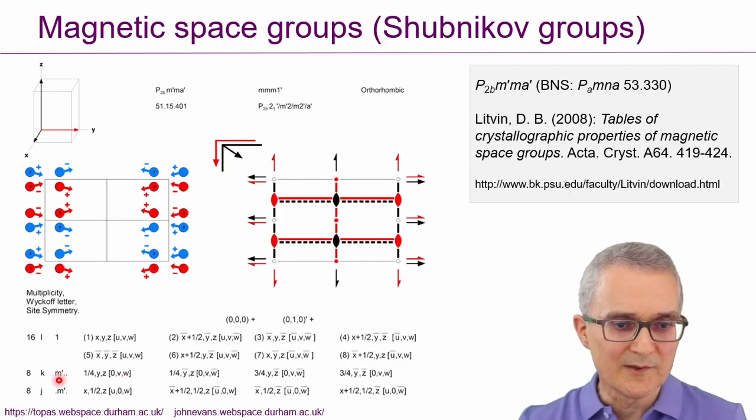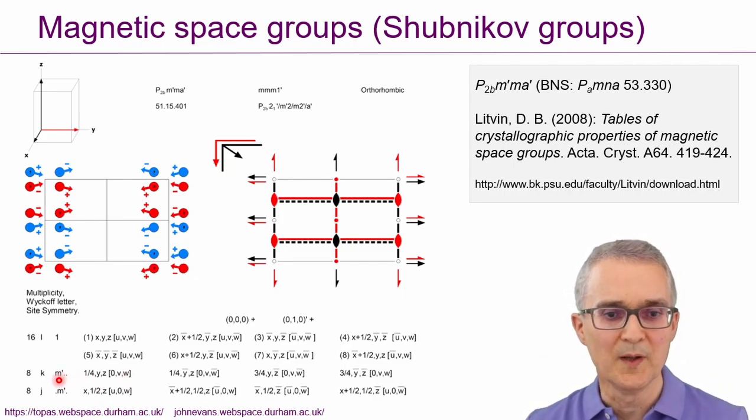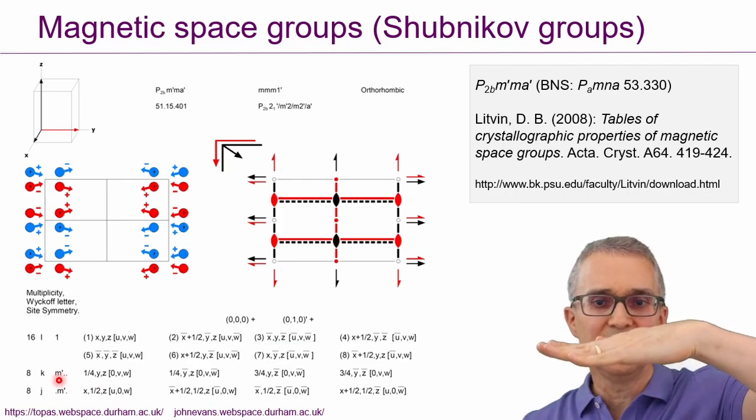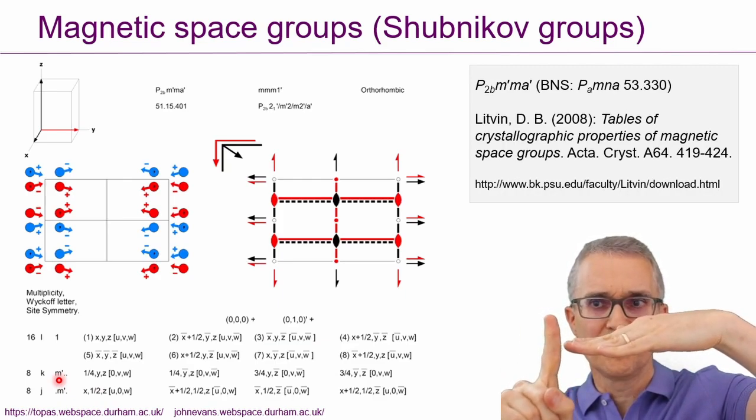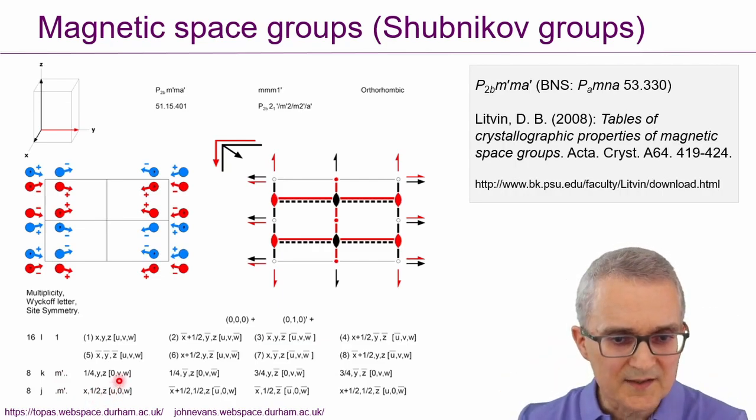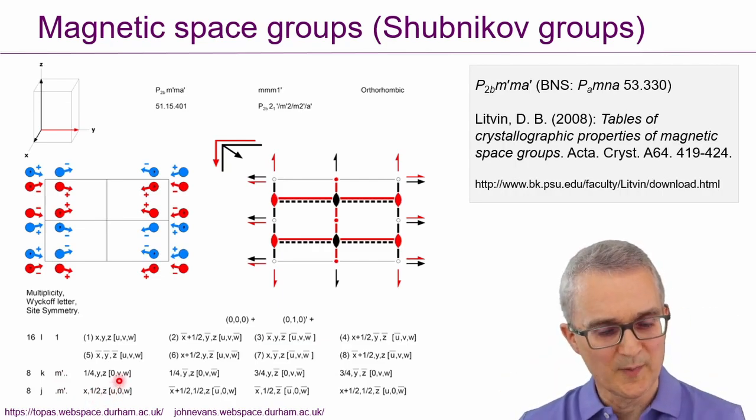Well, what we've got here is a site symmetry of M prime. That means we've got a red mirror plane in the x-axis. So that should tell us we can't have an x component of the magnetic moment. We can see that in the allowed directions for the magnetic moment.